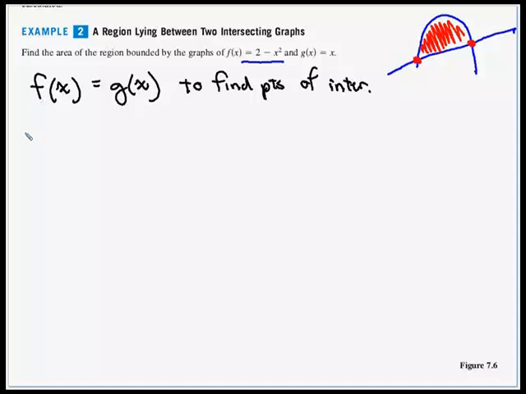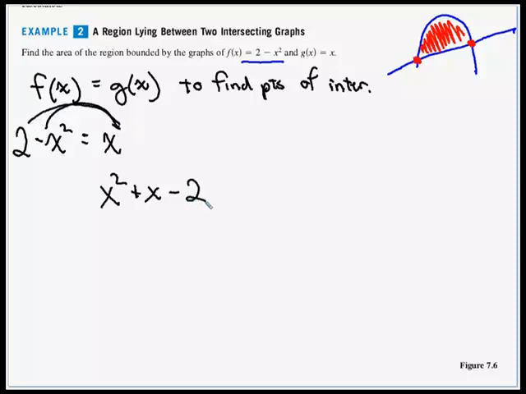So f of x is 2 minus x squared. We're going to set that equal to g of x, which was equal to x. And I'm going to get everything on one side and set it equal to 0. So the x squared hops over and becomes a positive x squared. We already have a positive x there. This 2 jumps over and becomes a minus 2. And this is all equal to 0.